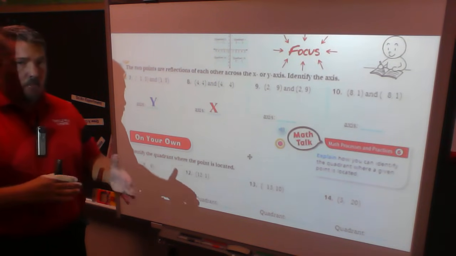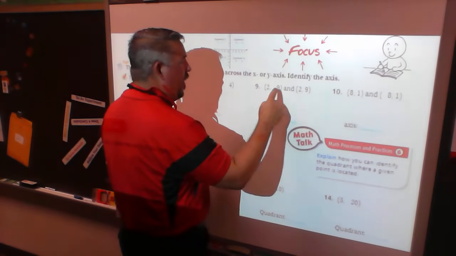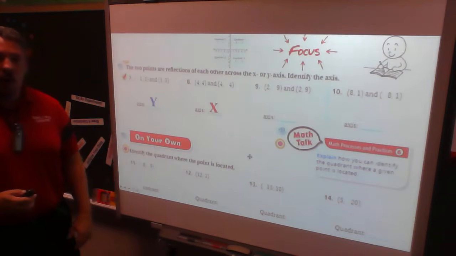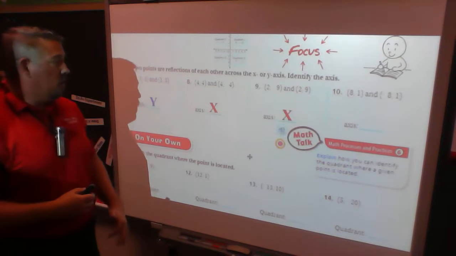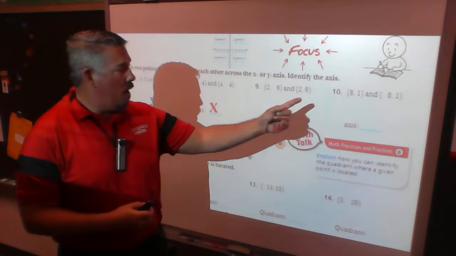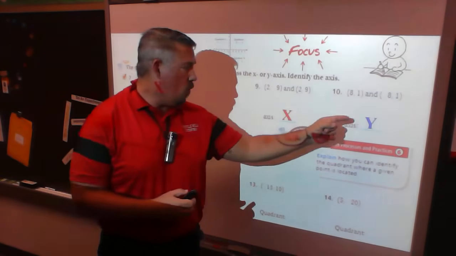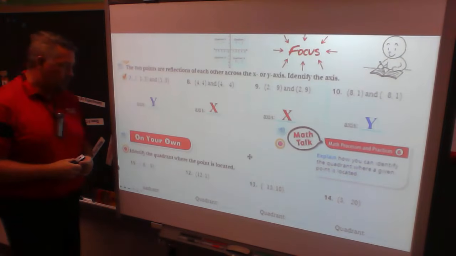So hopefully you did that pretty quick. You have 2 of the correct answers. When you looked, you saw that my x's were the same for number 9, so that has to be my line of reflection. And then when I looked at 10, it was my y's that are the same. They're both positive 1s. So I had to have a y reflection.